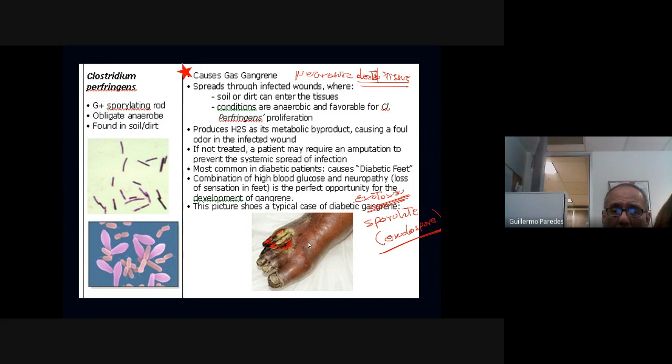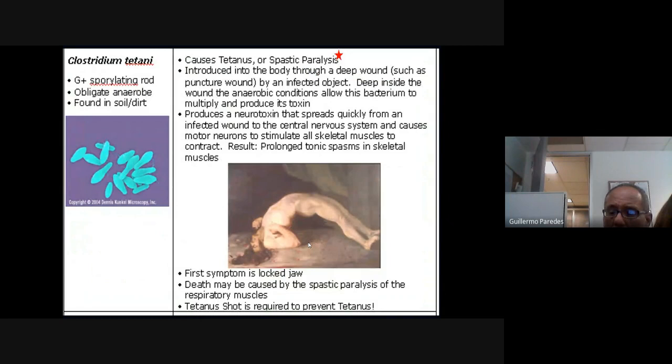All right, so let's talk about Clostridium tetani. This Clostridium tetani is a sporulating bacteria again, and what it is doing is tetanus and spastic paralysis. Spastic means contracture. So it is going to be a spasm that is very strong and energetic, a strong contraction of the muscles. This picture is a classical picture where you see contraction of all the muscles.